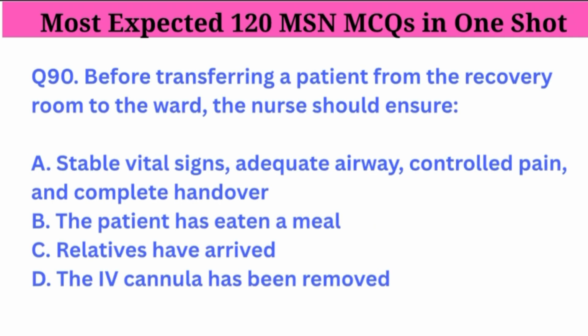Before transferring a patient from the recovery room to the ward, the nurse should ensure what? Your correct answer is option A. Stable vital signs, adequate airway, controlled pain, and complete handover.